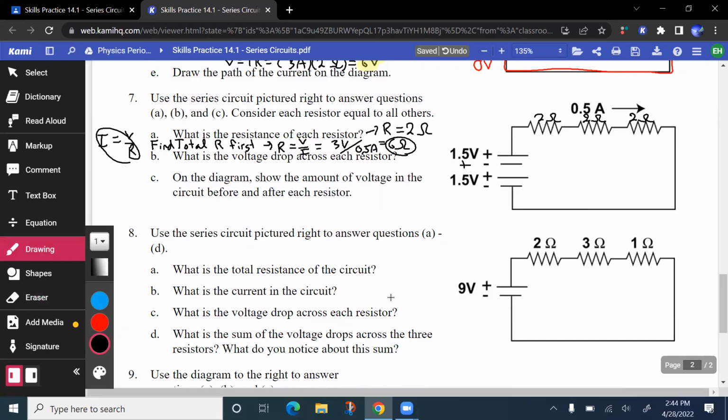Okay, what is the voltage drop across each one? Well, they're the same resistance. So voltage drop would equal I times R, or 0.5 amps times 2 ohms, which is 1 volt.